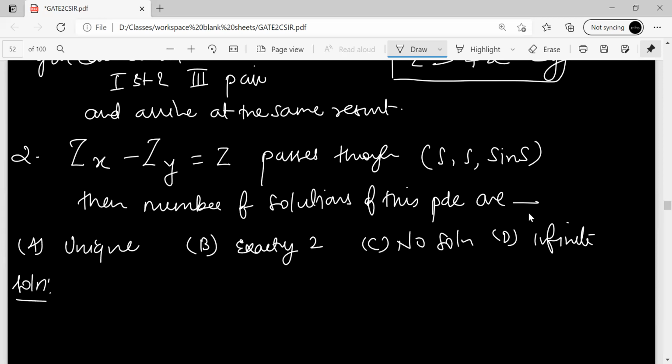You are not required to solve this entire PDE by using the Lagrange method. I'm just solving it for verification, so that you understand that even after solving the big Lagrange equation, you are going to get the same solution which you predicted. If someone asks what kind of solution this PDE will have, you just have to tell them whether it will have a unique solution, no solution, or infinite solutions. That much you have to do.